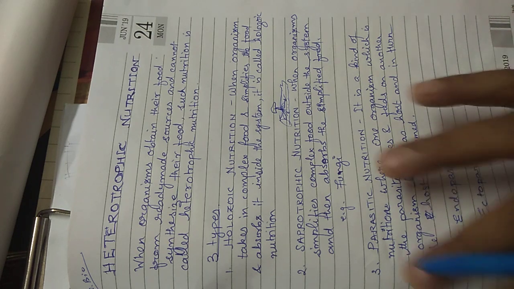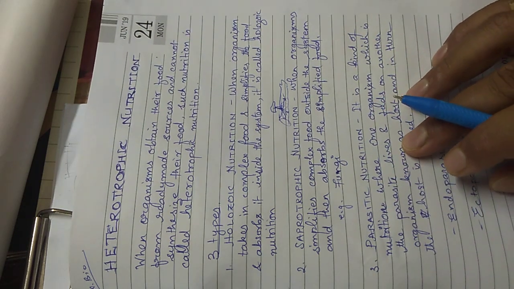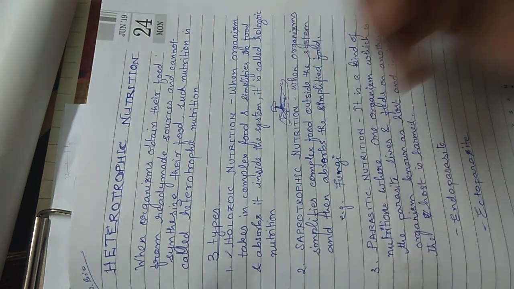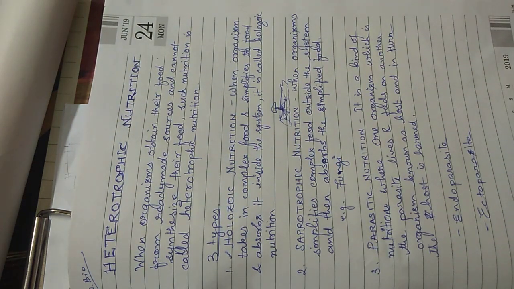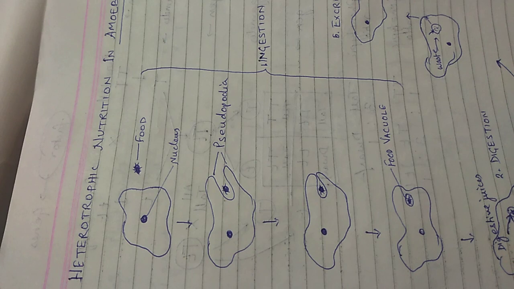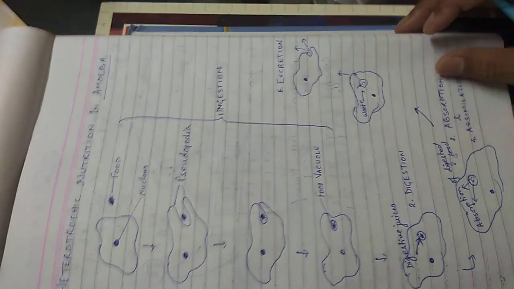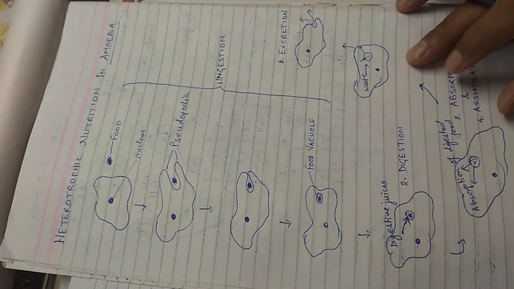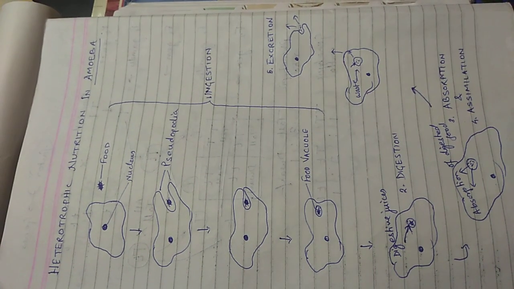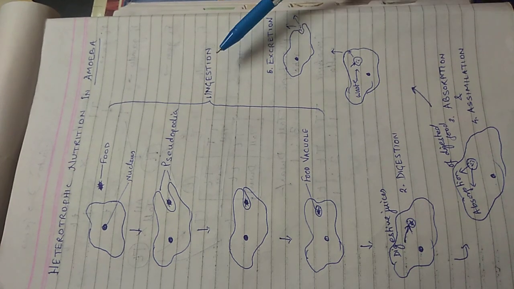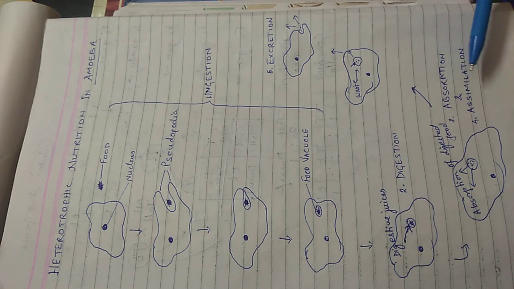In class 10 you are expected to understand holozoic nutrition in detail, as it happens in human beings. But before going to holozoic nutrition in human beings, we'll discuss holozoic nutrition in amoeba, which is a kind of heterotrophic nutrition. Holozoic nutrition involves five basic steps: ingestion, digestion, absorption, assimilation, and excretion. So what are these steps?